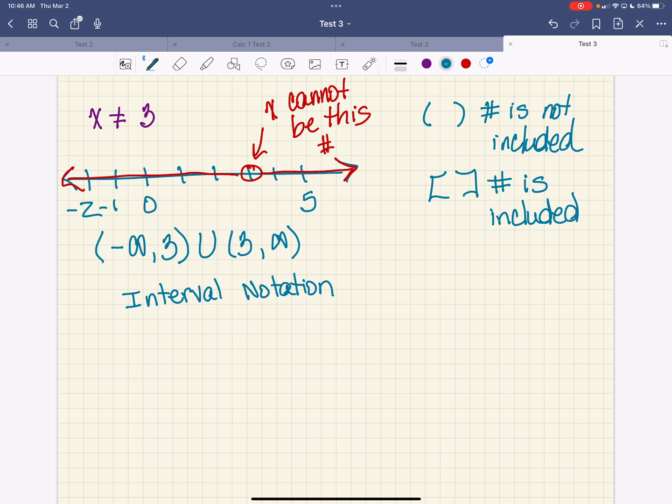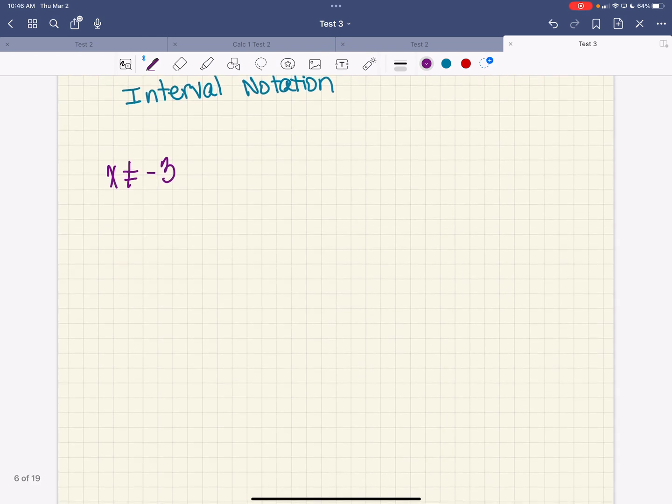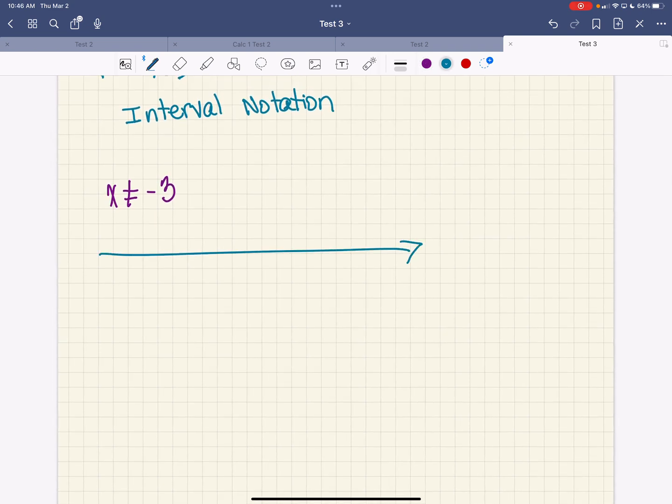Okay? And it's telling me that my value can be anything but positive 3. Now, we had our second one, which was x cannot be negative 3. Okay, so I want you to take about 30 seconds and I want you to write that using interval notation. You do not have to draw the number line. I just draw it as a visual.